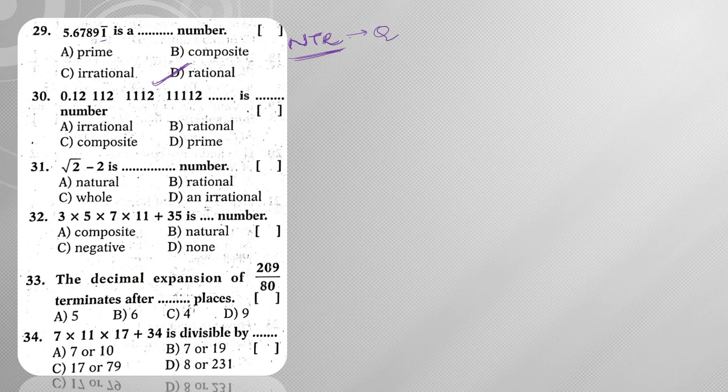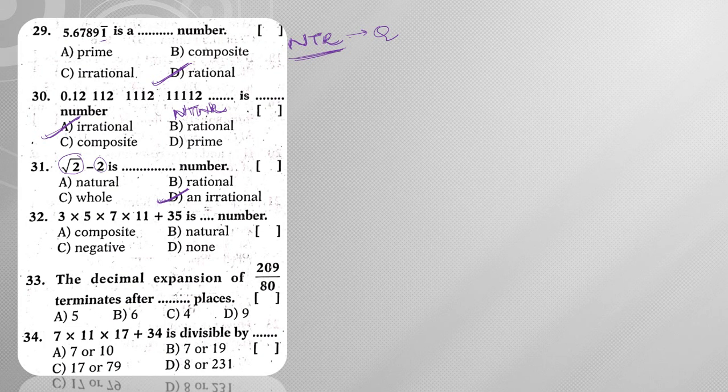Next, 0.12, 112, 1112, and so on. It is a non-terminating non-recurring decimal. Hence it is an irrational number. Next, root 2 minus 2. Clearly root 2 is irrational, and an irrational number added to a rational number gives an irrational number.